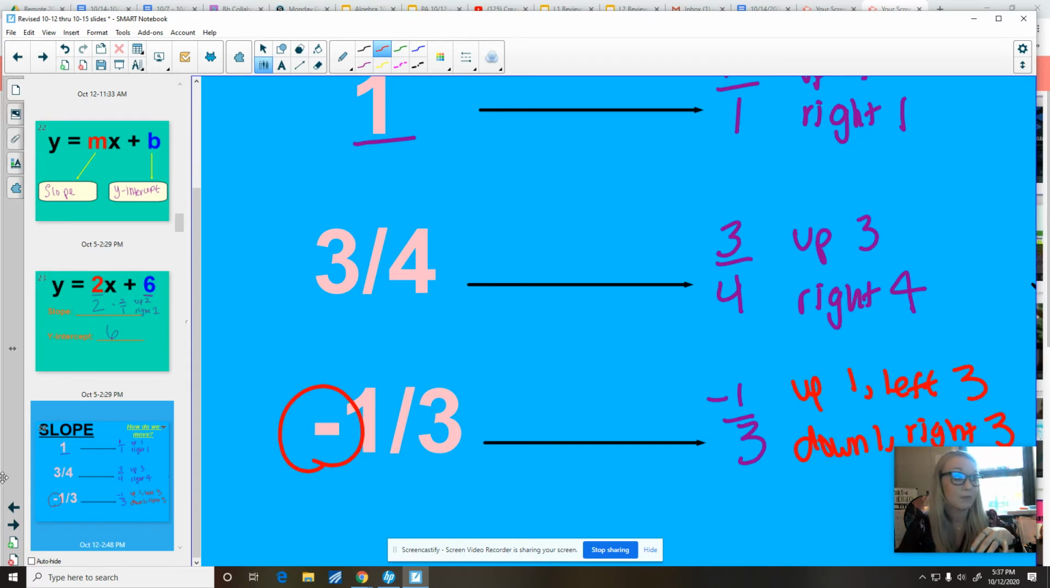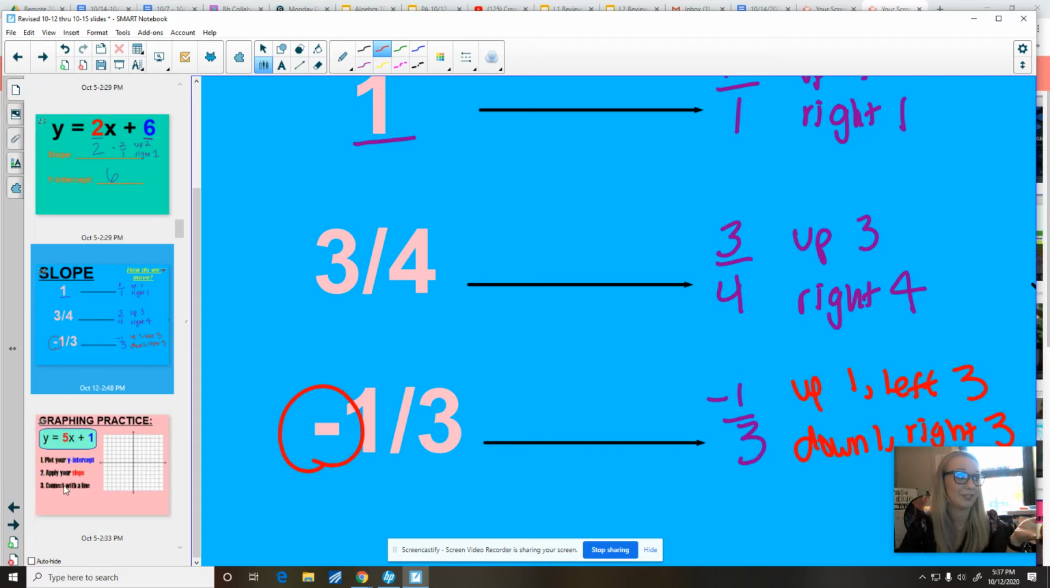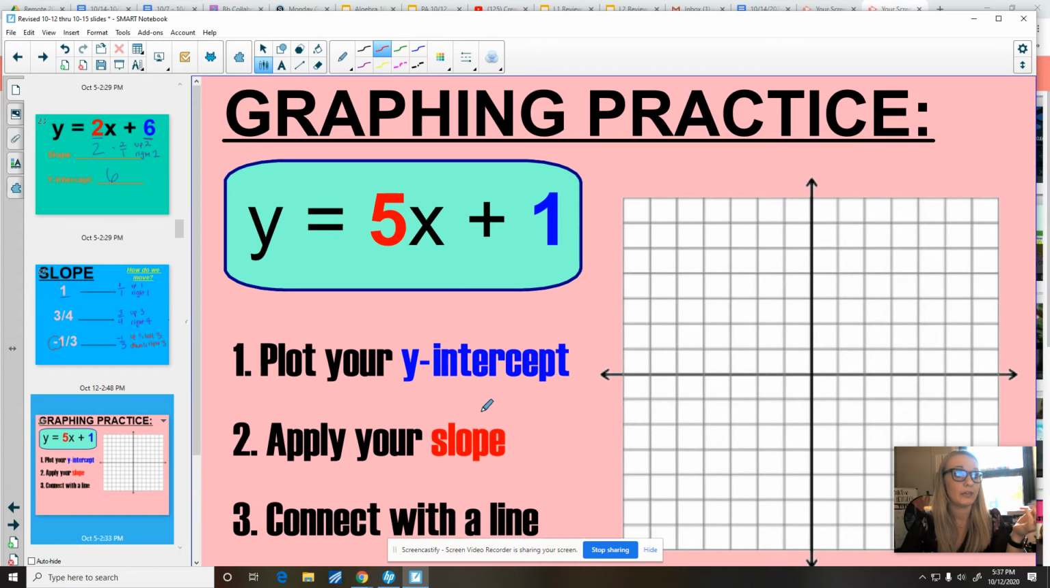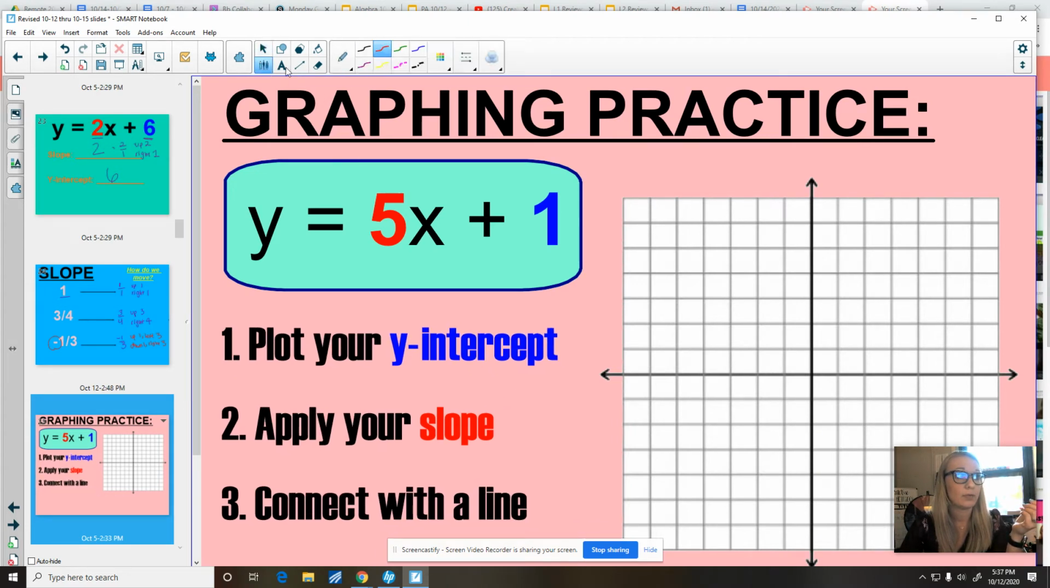Let's make sure that that actually makes sense in the context of graphing a real line. So if we're looking at this example here, first of all, it's important that I'm able to identify the different components of my equation before I graph it. So like I know that my y-intercept will be 1 and my slope will be 5. Well, we always start by plotting our y-intercept, which is 1. So I'm going to go to my y-axis here and I'm going to plot a 1. Then I need to apply my slope, which is a positive 5.